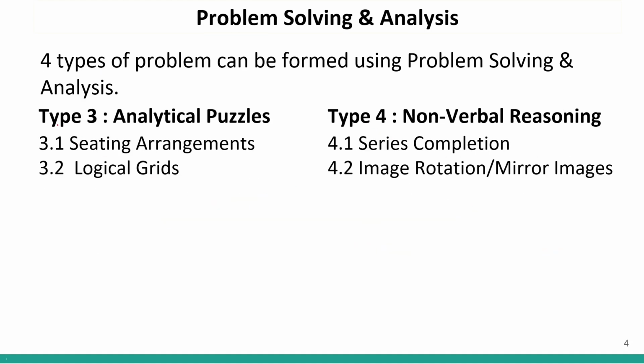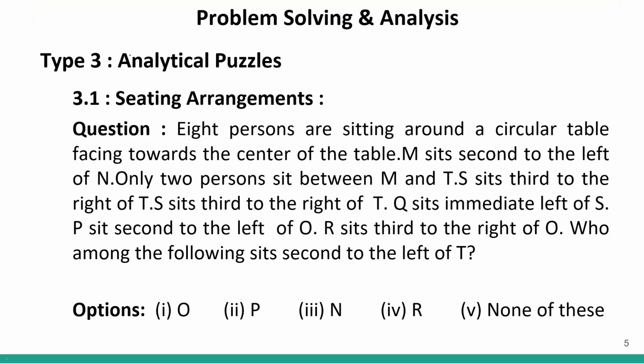In today's class, we will continue by discussing type 3 and type 4. Type 3 is analytical puzzles. Analytical puzzles, there are two types of questions that can be formed: seating arrangements and logical grids. Then we have type 4, which is non-verbal reasoning. Non-verbal reasoning basically means we have to deal with pictures and figures. So this is what you mean by non-verbal reasoning. So in this, we will study series completion and image rotation and mirror images. So let us start with type 3, that is analytical puzzles.